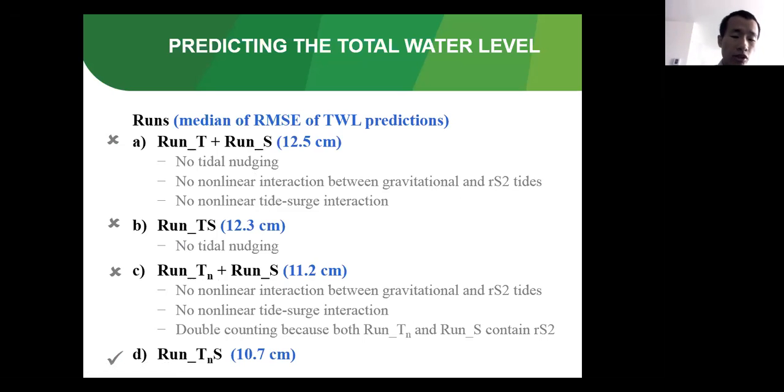In addition, it also has a potential issue with double counting, because both run Tn and run S contain the radiational S2 tide. The last one is run Tn-S, the combined tidal surge run with nudging, and it does not have any of the above mentioned issues. It shows the smallest errors, which is indicated by the numbers on the right. It is the median RMSE of the total water level predictions in comparison with the gauges.